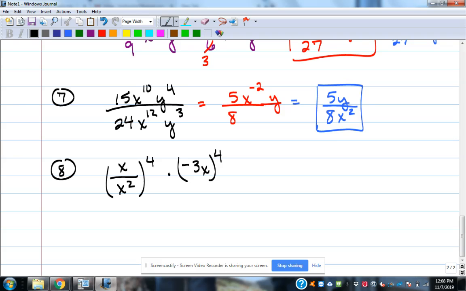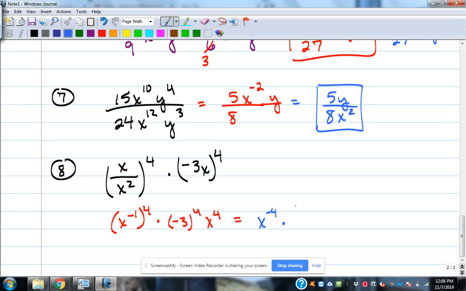I could go ahead and subtract these right here because they're the same base, right? Got an x and an x. So that'd be 1 minus 2, which would be x to the -1. And then on the other one, I think I do need to go ahead and distribute the exponent and get -3 to the 4th power and x to the 4th power. And so the next step would say, oh, well, that's actually x to the -4.